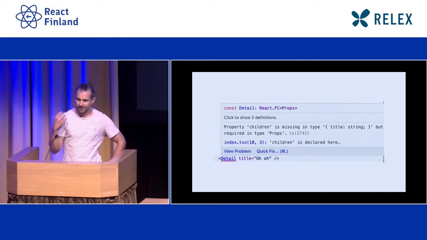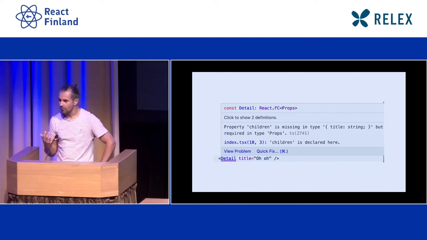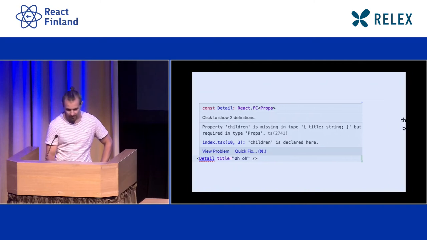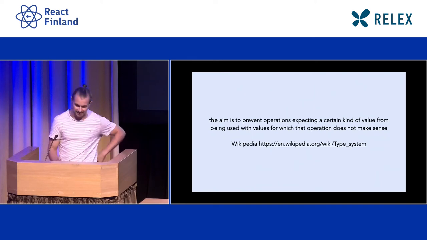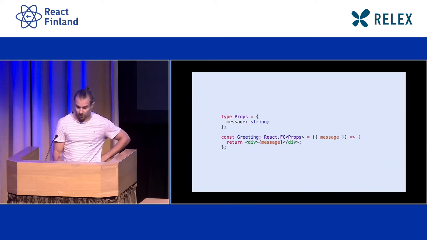And this exactly fits my mental model of what I'm expecting of a type system. You know, I took this Wikipedia description. It basically says the aim is to prevent operations expecting a certain kind of value from being used with values for which that operation does not make sense. Yes, it should make sense, everything. Awesome.